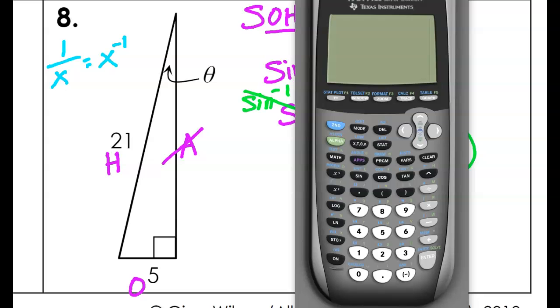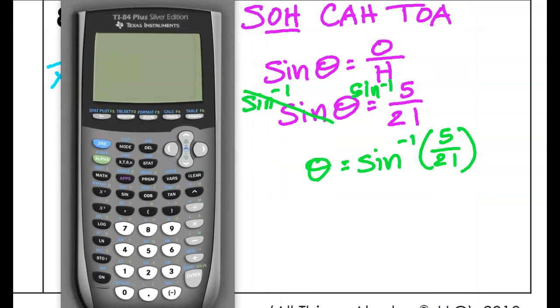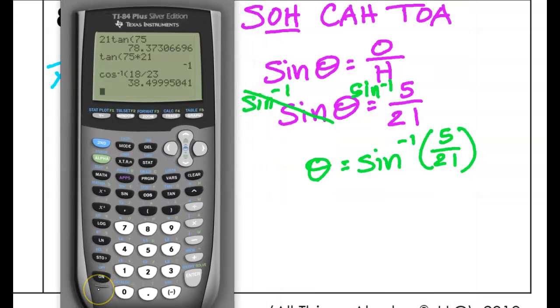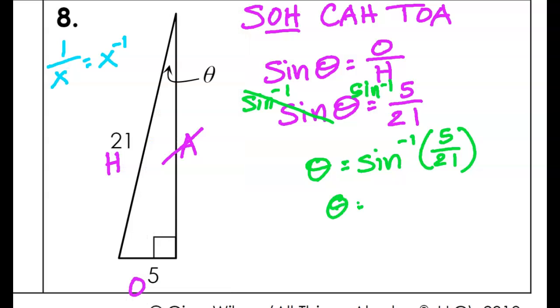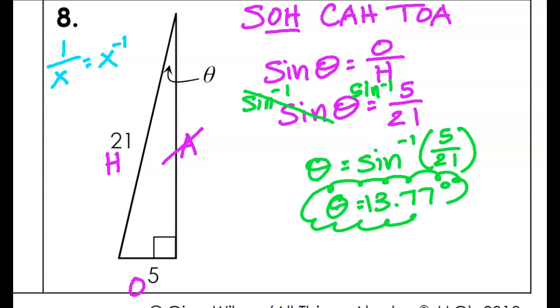So then I just take out my calculator and I do inverse of sine. You get the inverse by pressing second, sine, 5 divided by 21. And you get 13.77. So that's what theta is equal to, 13.77. And it's an angle, so we put degrees. And I'm done.